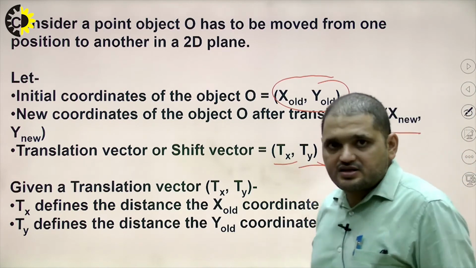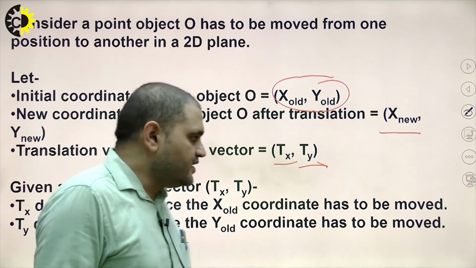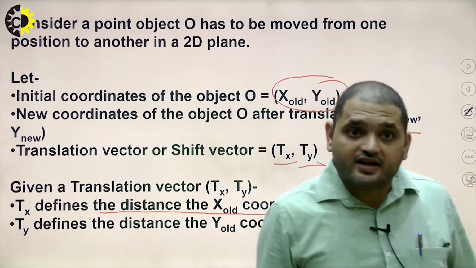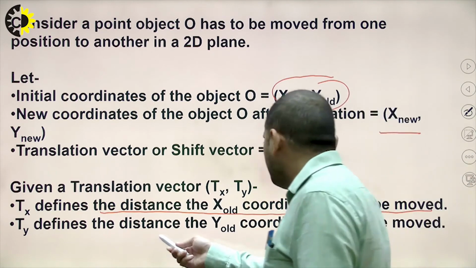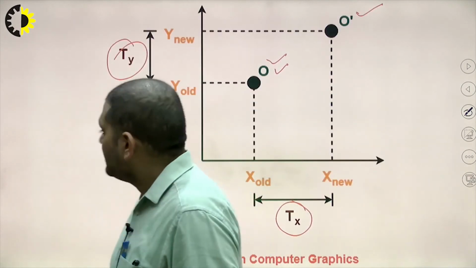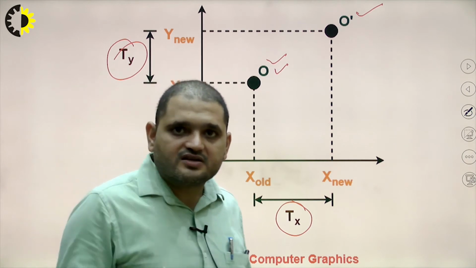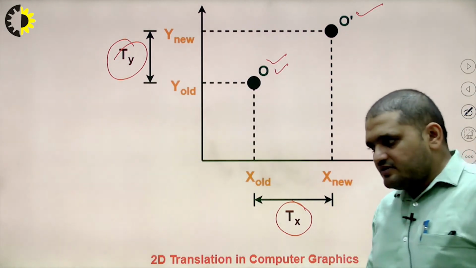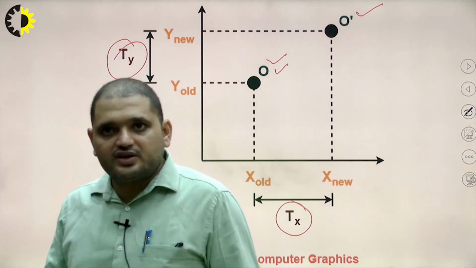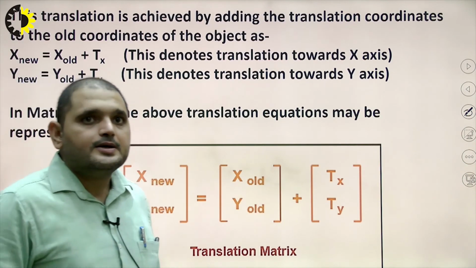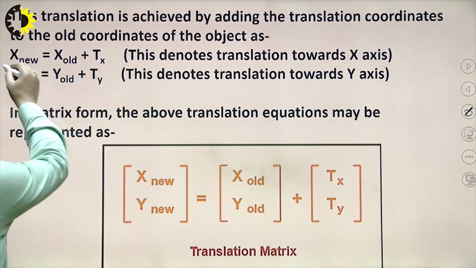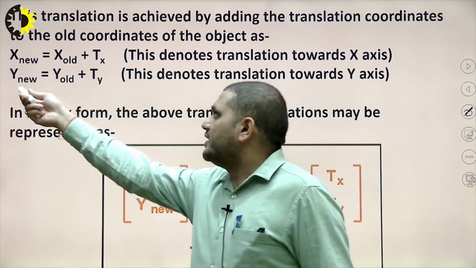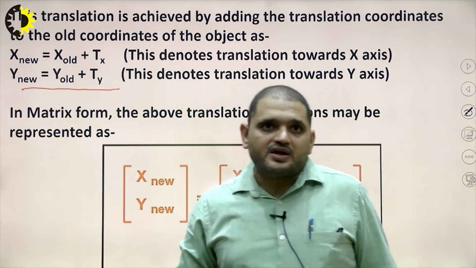Given a translation vector tx, ty, tx defines the distance the x old coordinate has to be moved, and ty defines the distance the y old coordinate has to be moved. So tx and ty are the basic translation vector. If we add this distance to the old coordinates, we get the new coordinates of the new point, that is O dash. So x new will be x old plus tx, and y new will be y old plus ty.